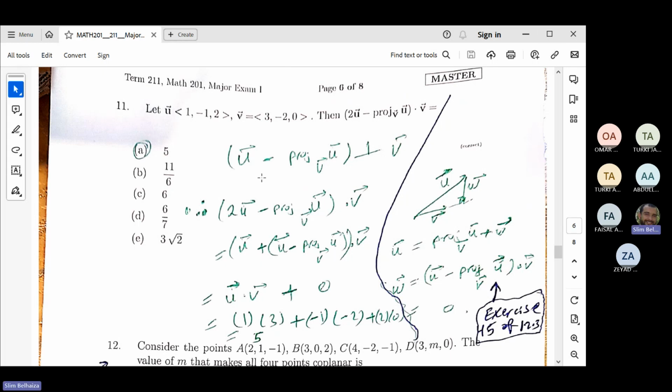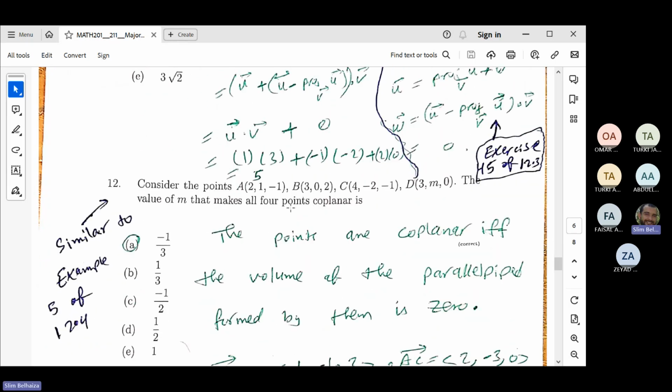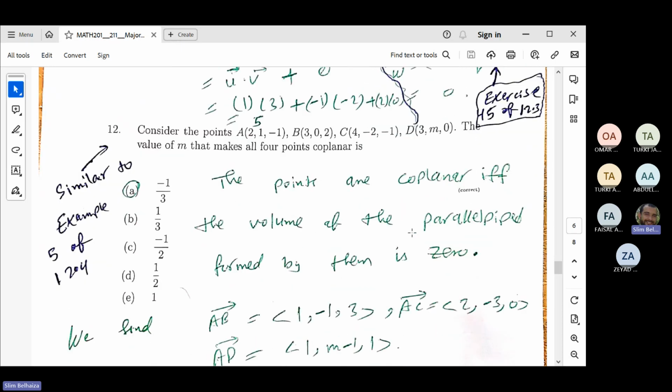Right. Question 12. I think that looks like something similar, right? Here, the question is formulated in a different way. It looks like the question we had in quiz 2 last week. Here we have these points: A (2, 1, 0), B (2, 1, -1), B (3, 0, 3, 2), C (4, -2, -1), D (3, m, 0). We would like to find the value of m that makes all 4 points coplanar. And in our question, we had m and n.